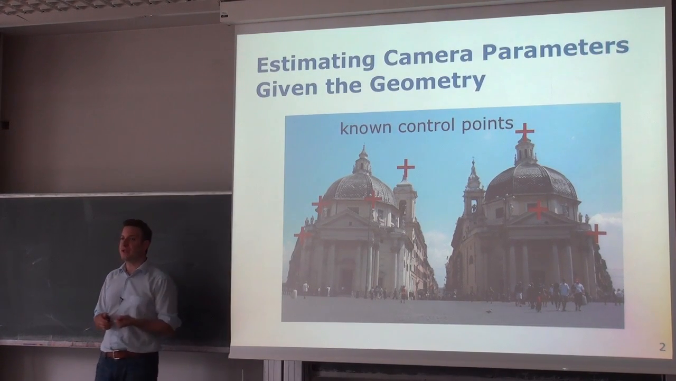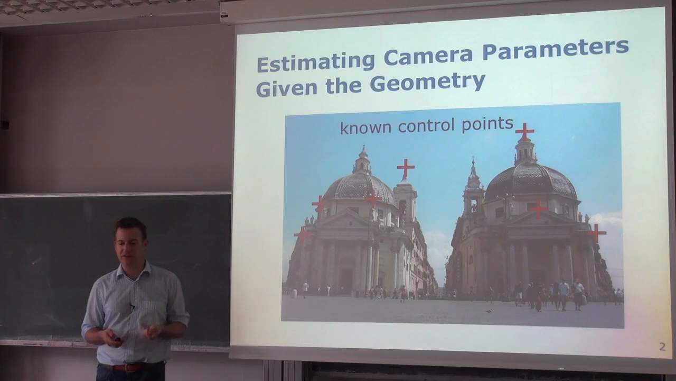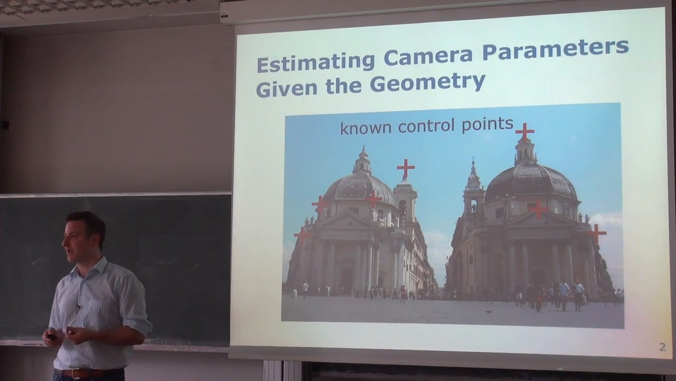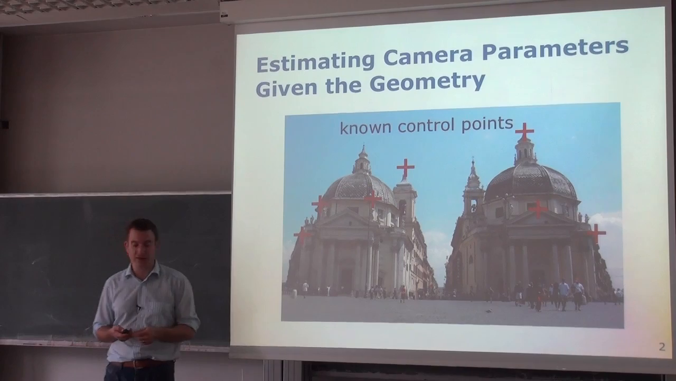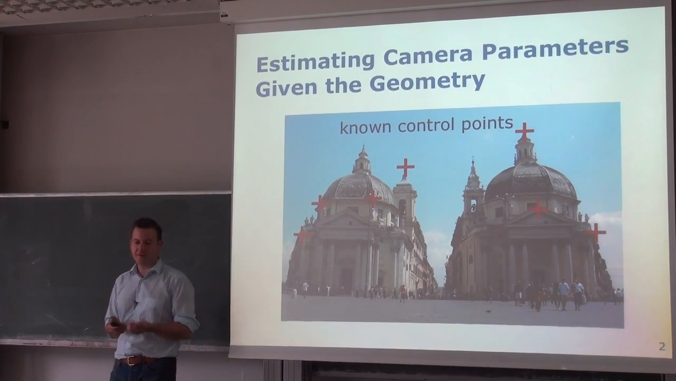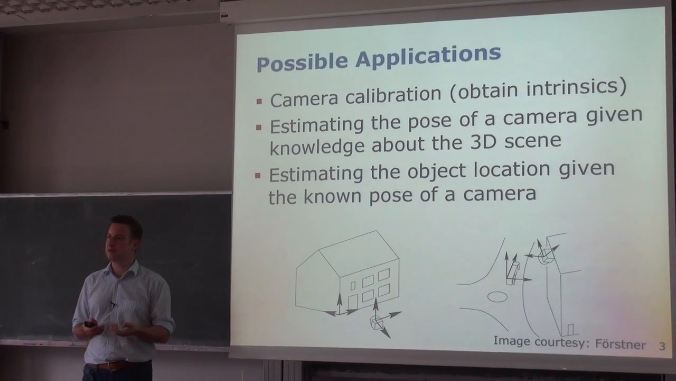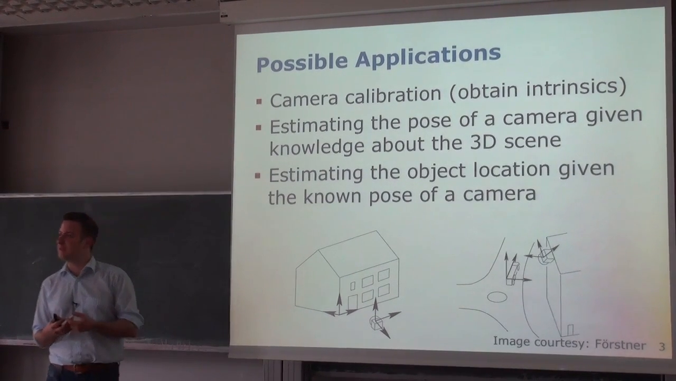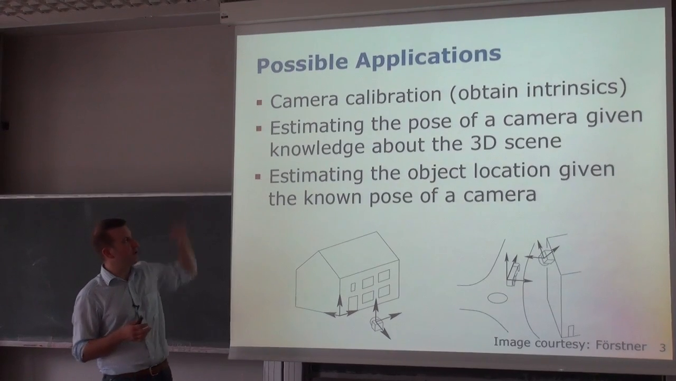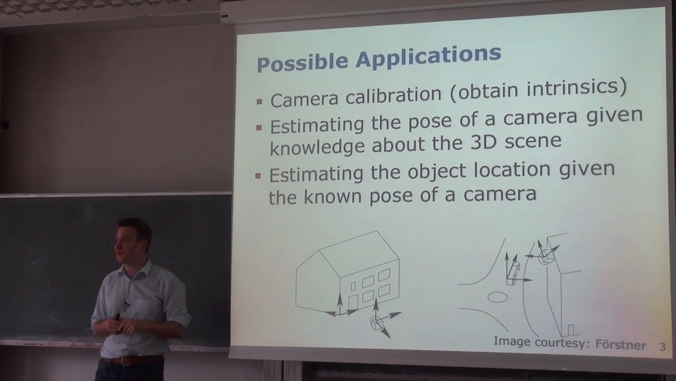So what are things we can do if we have such a technique at hand in order to estimate the parameters of a camera, so intrinsics as well as extrinsics? Several things are possible. The first thing I may be interested in is just calibrating my camera. So I have a camera I don't know anything about, and I actually want to estimate the intrinsic parameters. That's one of the topics that we are looking into today.